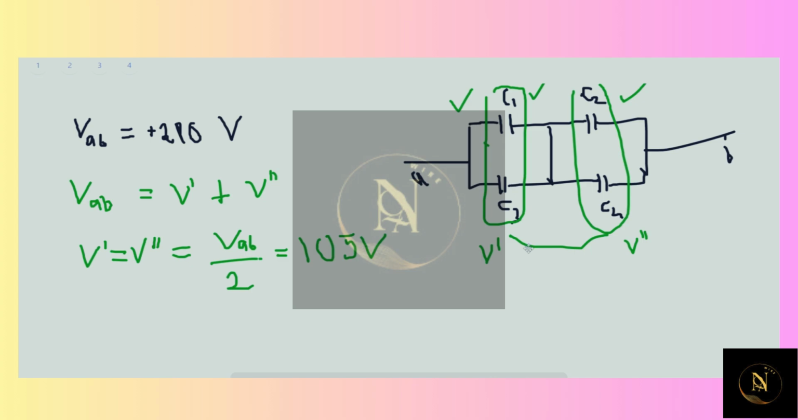Since C1 and C3 are connected in parallel, the voltage is going to be the same across each one. Again, C2 and C4 are connected in parallel, so the voltage is going to be the same, that is 105 volts. So across each capacitor, the voltage is going to be equal to 105 volts. And this is the answer for the second part of the problem.